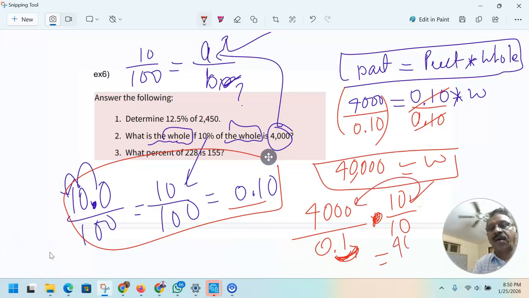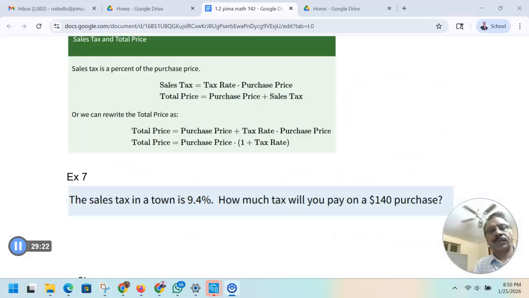It means it is 40,000, and the down will be 1, and you're done. So that's the same thing. Sometimes you may not use the calculator.